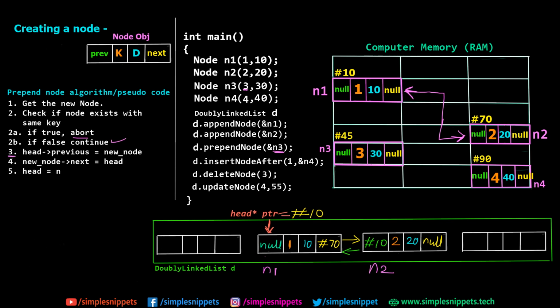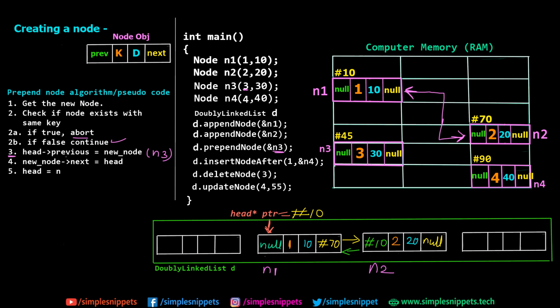Now step number 3 says head of previous is equal to new node, next is equal to head, head equals n. So let's try to decode these 3 lines. The first line says head of previous is equal to new node. Now this new node over here is n3, right? This is what we want to prepend. We know that the head currently is pointing to n1. You can see it over here in the diagram itself.